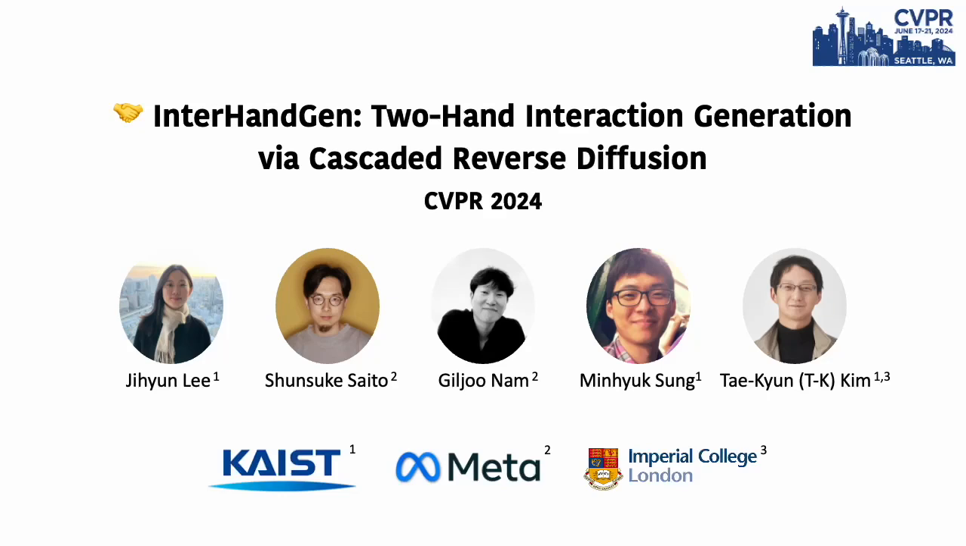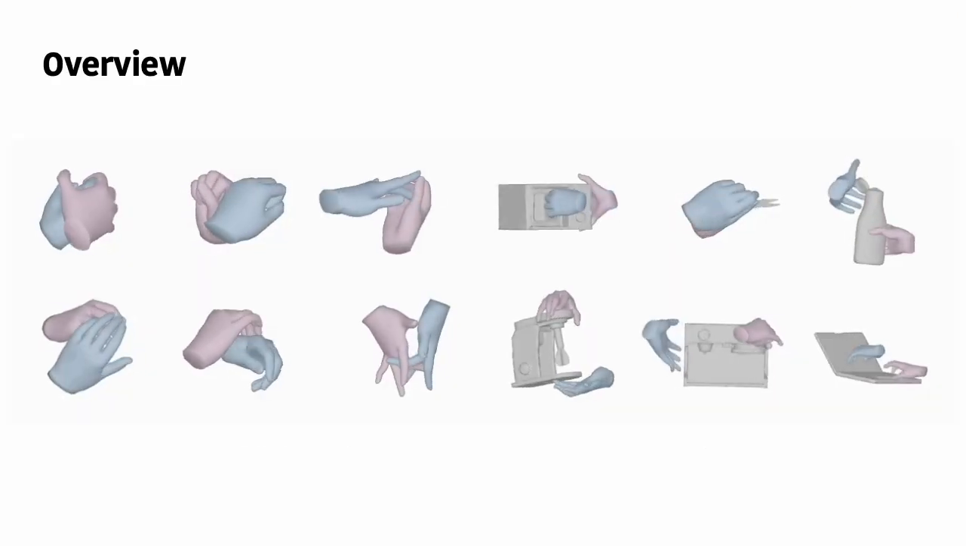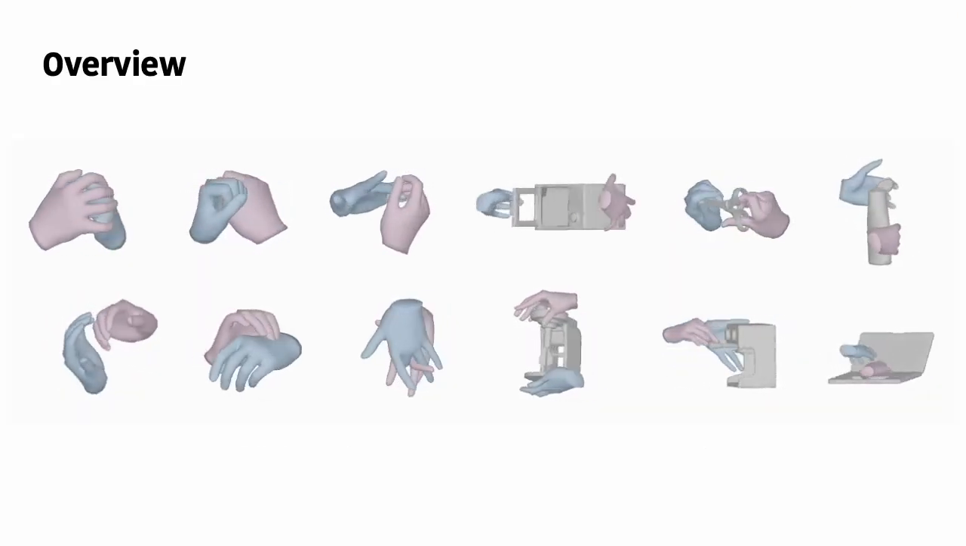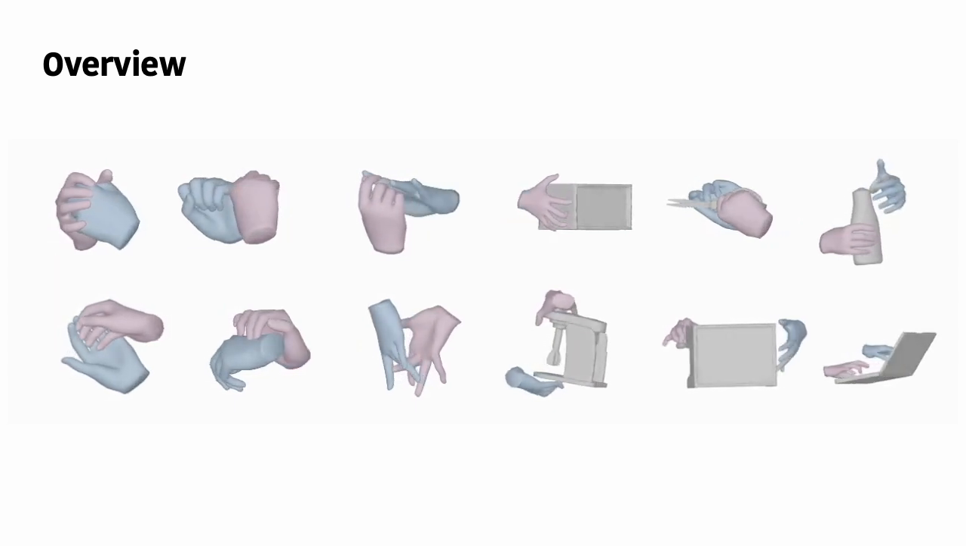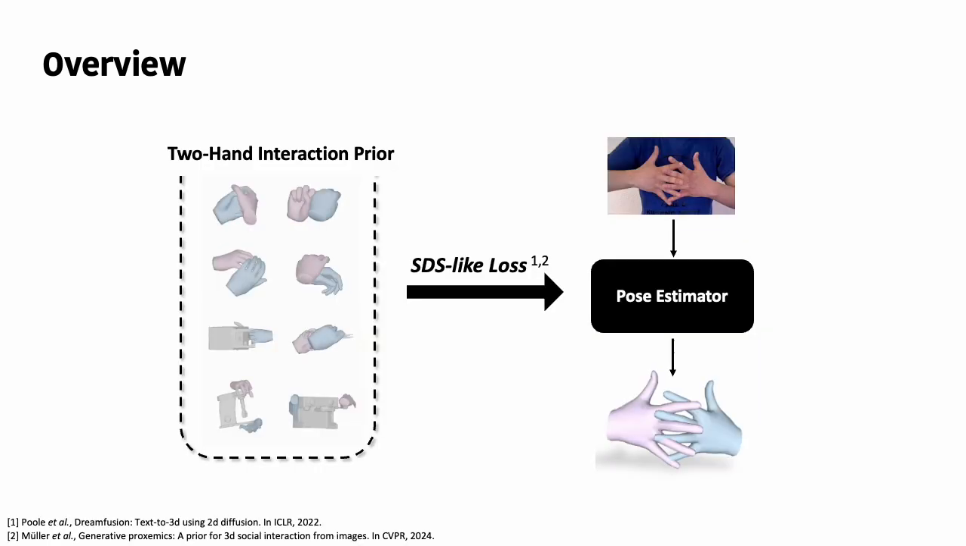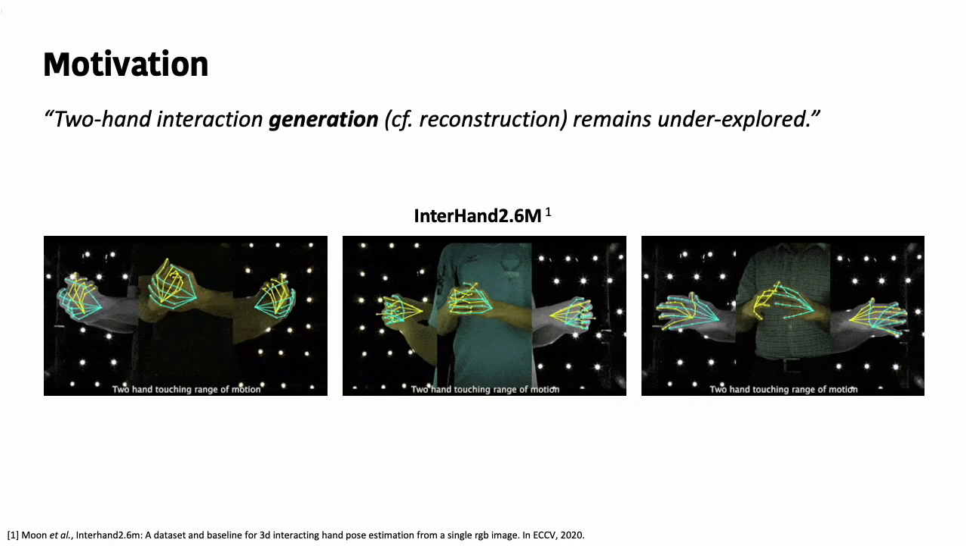We present InterHandGen, two-hand interaction generation via cascaded reverse diffusion. In a nutshell, InterHandGen is a novel framework that effectively learns the generative prior of interacting two hands with or without an additional object. Our diffusion-based prior can be easily incorporated into any optimization or learning methods to reduce ambiguity in an ill-posed setup. We discuss our motivation in more detail.